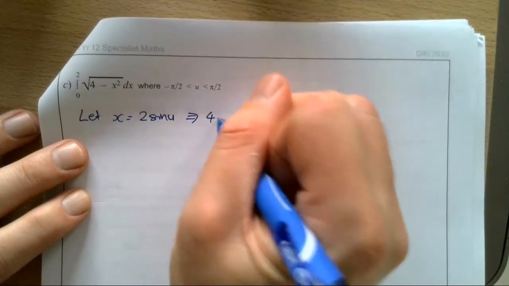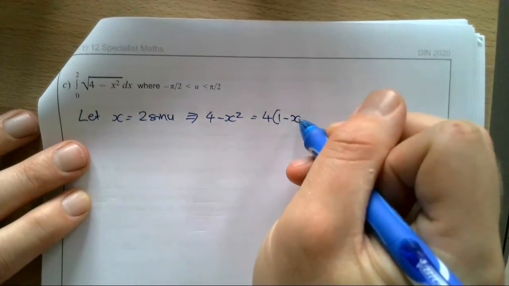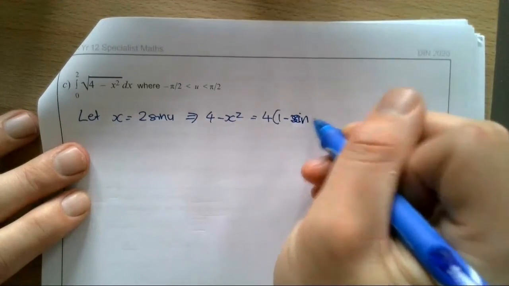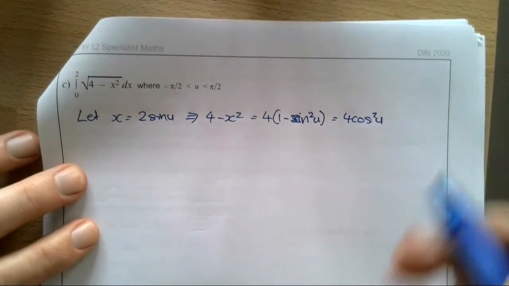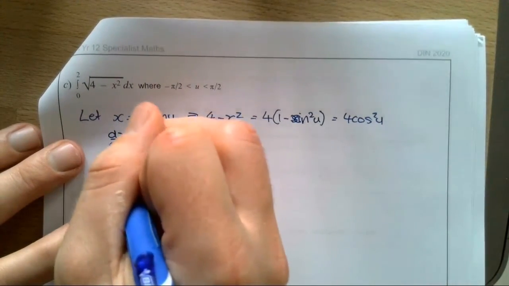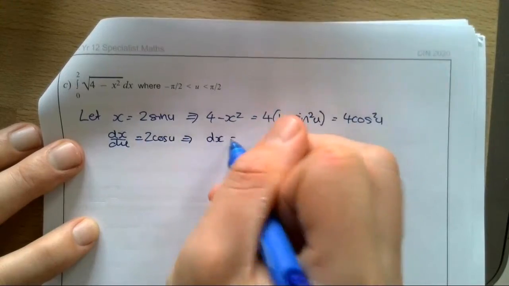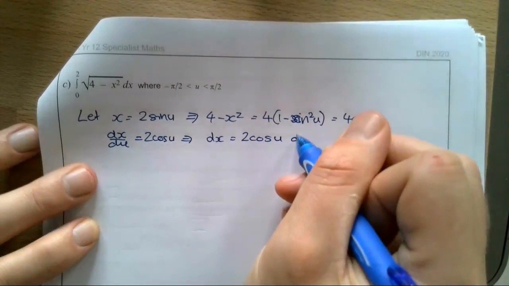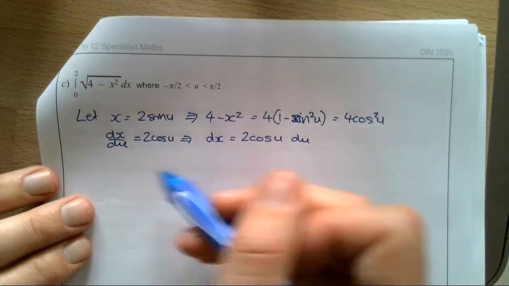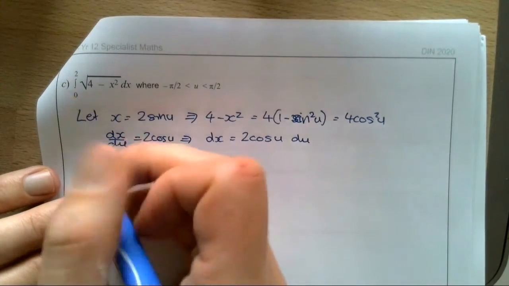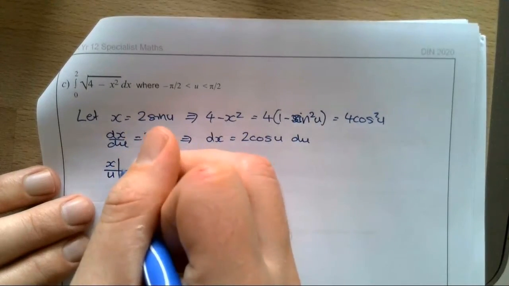So therefore, 4 minus x squared is going to be 4 times 1 minus sine squared u. So that's 4 cos squared u. dx by du is 2 cos u. So dx equals 2 cos u du. And hopefully you figured out that because this is a definite integral, the third thing we need to look at together is what those limits change to.